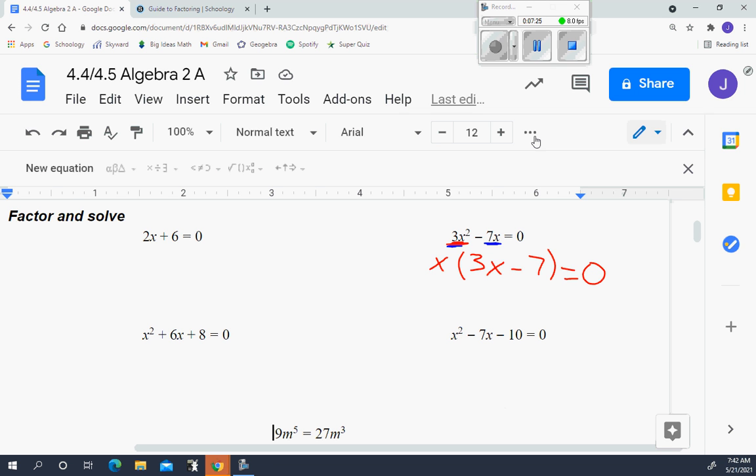Okay, when you get to here, I know last time we divided by the 2 out front. That's not what we do. That is not what we do here. When you factor it completely, then you just set it equal to 0. Take each thing that's factored, set it equal to 0. So we're going to take this x, we're going to set it equal to 0. We're going to take this 3x minus 7 and set it equal to 0.